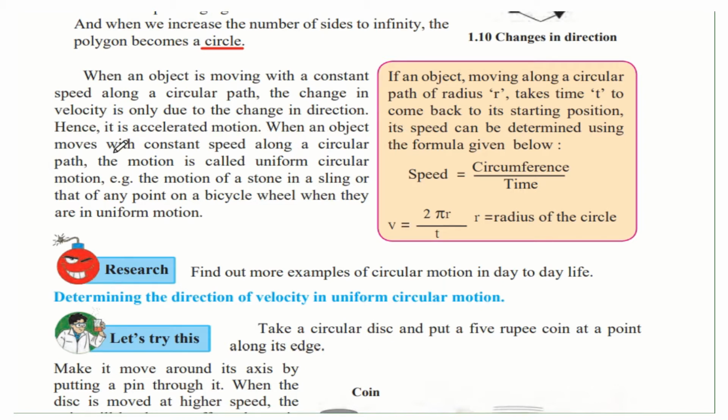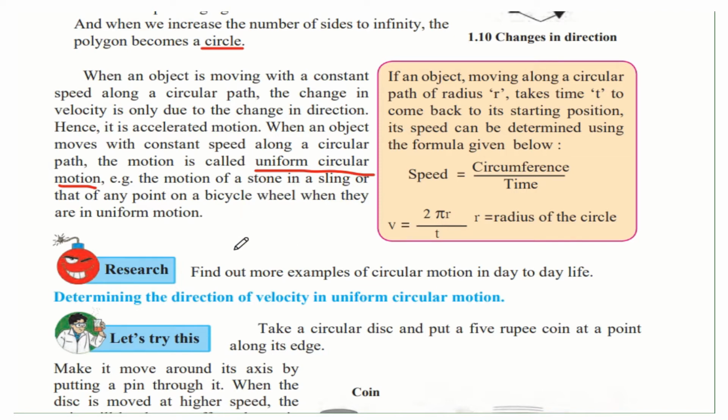When an object moves with a constant speed along a circular path, the motion is called uniform circular motion. Examples of such motion are the motion of a stone in a sling or that of any point on a bicycle wheel when they are in uniform motion. If you tie a stone to a sling, like a thread, and you move it in a circular manner, then the motion of the stone at the tip of the string would be uniform circular motion. And also if you see the bicycle wheel, any one point on the wheel, as it keeps moving, will perform uniform circular motion.